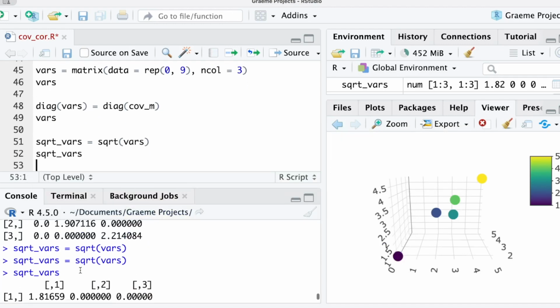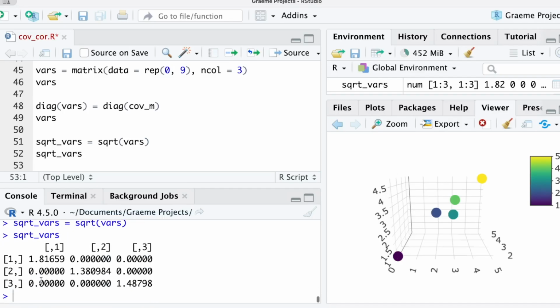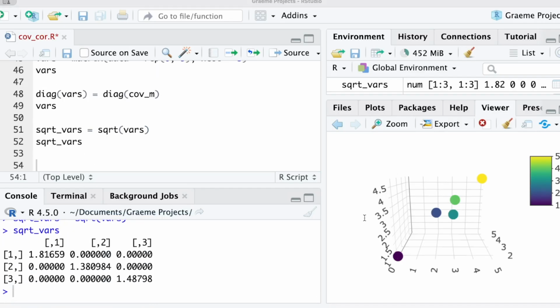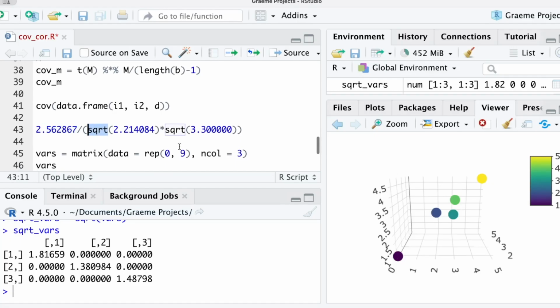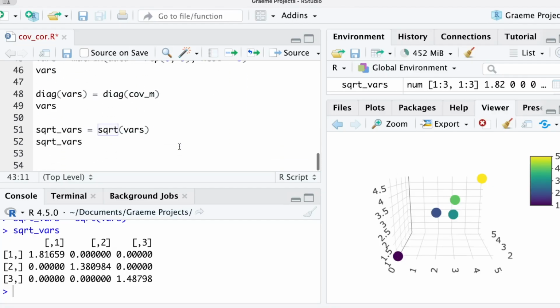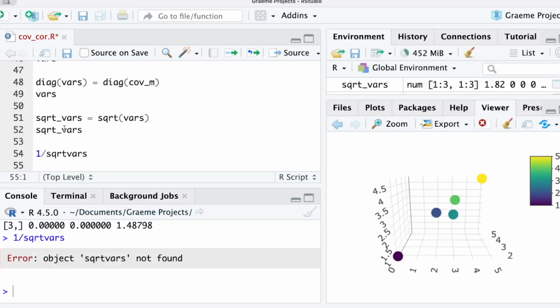And so as you can see here, it just gave us the square root of our variances. So next, what we're going to do is get the inverse of this, right? Because if you remember up here, we divided our covariance by the product of our 2 square roots of variances. So if we're going to do a matrix multiplication, we want the inverse of that. And so the easiest way to do this would be to divide 1 by our square root of variances, but this has an issue, right?